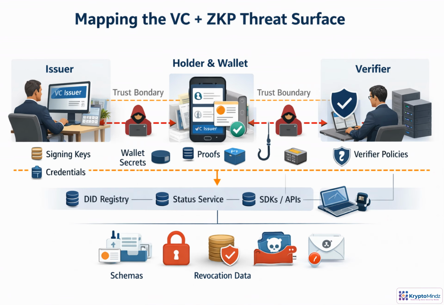Start by naming what must be protected, then track where it crosses trust boundaries. In a VC and ZKP flow, high-value assets include signing keys, credentials, wallet secrets, proof parameters, schemas, status data, and verifier policies. Attackers may try to steal credentials, replay presentations, correlate identities, phish users, or bypass policy checks. Include external services too, such as DID registries, status APIs, SDKs, and user devices, because weaknesses often appear at integration points.